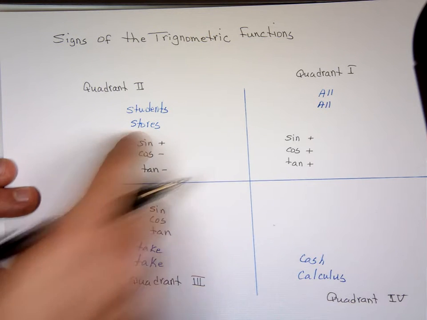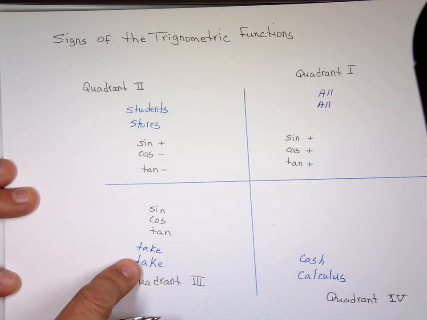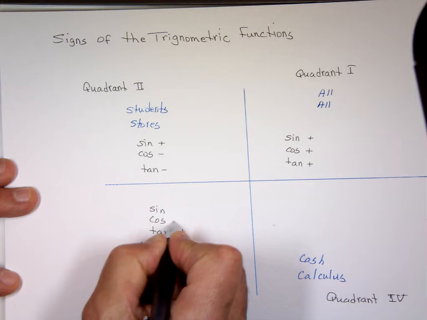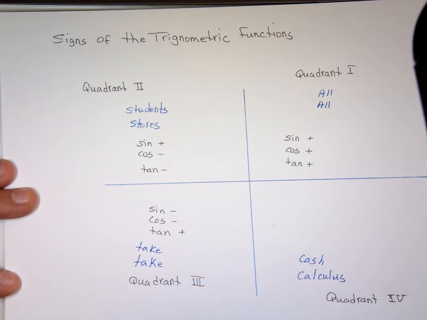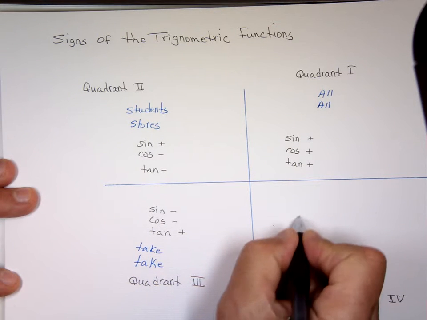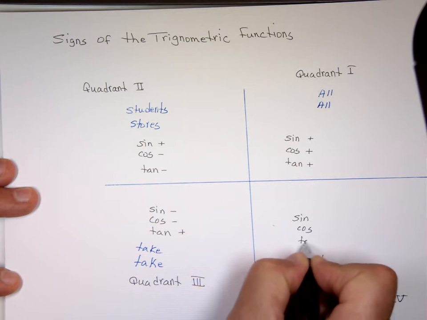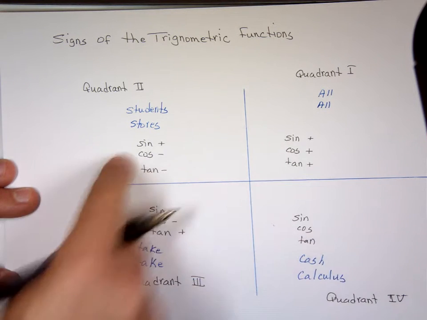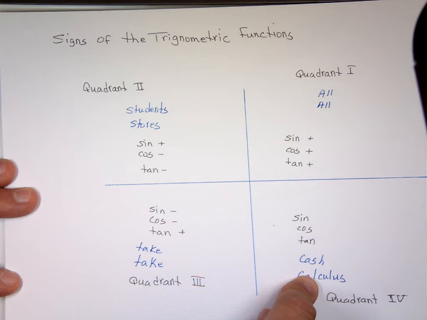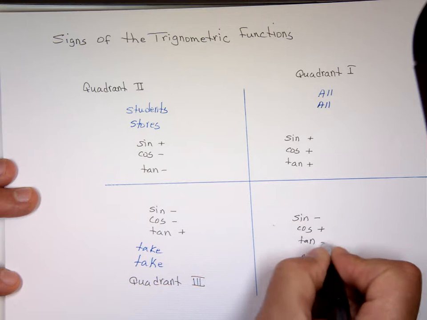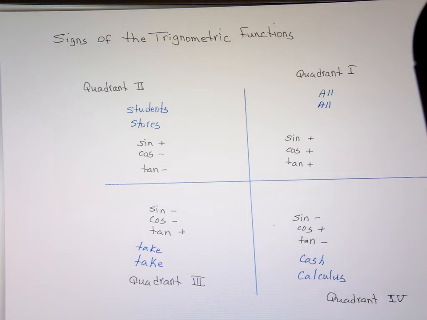All stores take cash. T. Which one begins with T? Tangent is positive, these two are negative. Sine, cosine, tangent. All stores take cash. Cash, that's the letter C. Only the cosine is positive and the other two are negative. And that's one easy way to remember who is positive and who is negative in each quadrant.